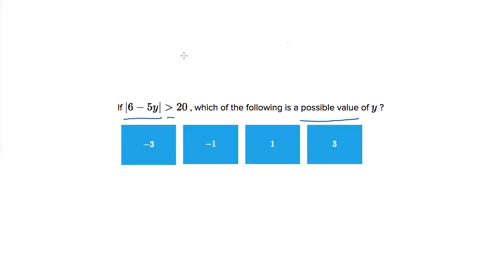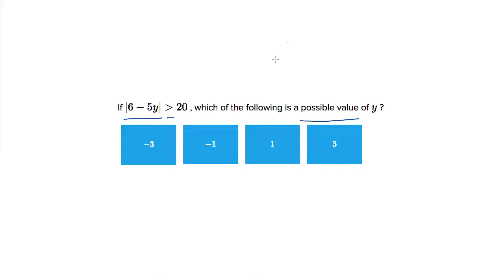So what that means is where it says if the absolute value of 6 minus 5y is greater than 20, so you're being given some conditions, which of the following is a possible value of y, means you only need to find one of these answer choices that works. As soon as you've found one that works, you are done with the question. There's going to be one and only one value that works.